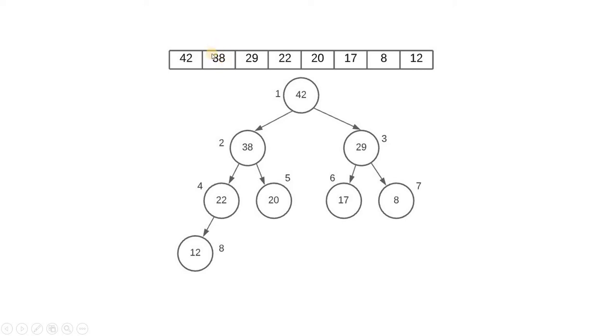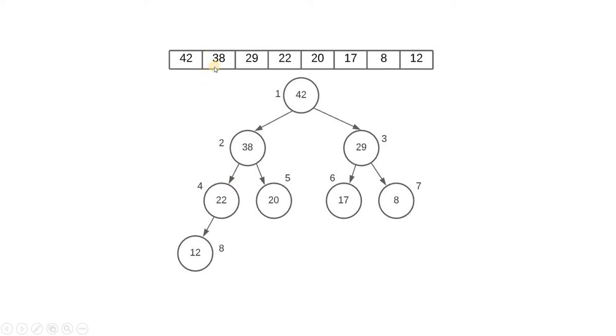38 has the index 1. So I'm going to multiply that by 2, and then I get 2. Then I'll plus 1, and I'll get 3. That means that at index 3, we can find its left child node. And we can see that 22 is at index 3 in the array. And if I take a look over here, we can clearly see that it's the left child node of 38.